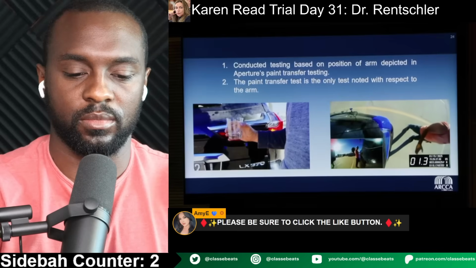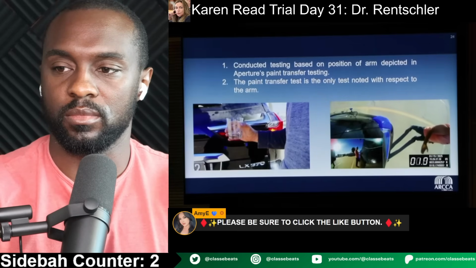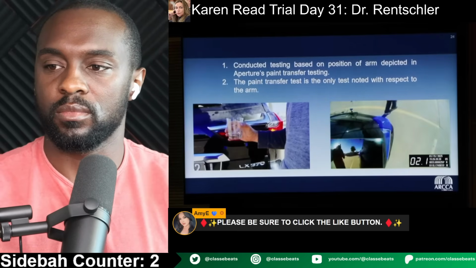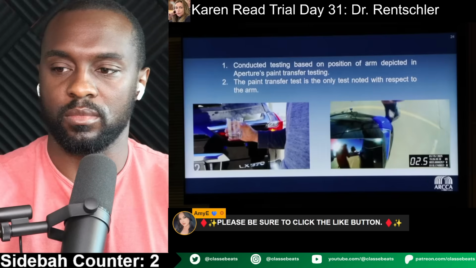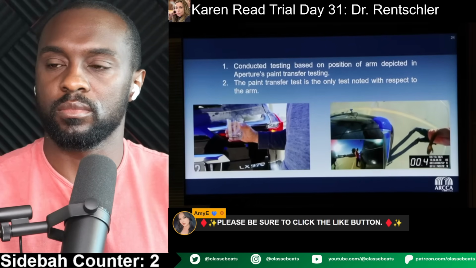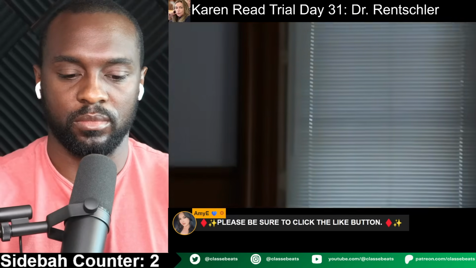Did you seek to do any testing approximating the positioning of the arm as you saw it, as you interpreted it in the aperture data? I did, yes, sir. What were you seeking to determine when you did your testing?